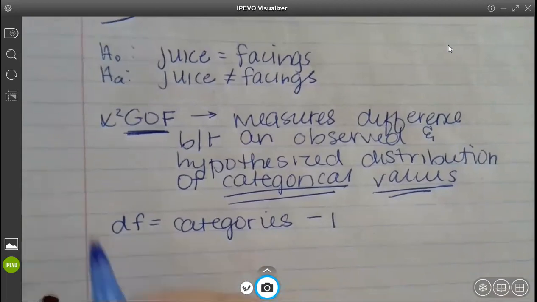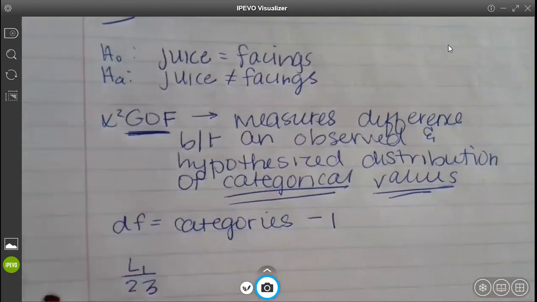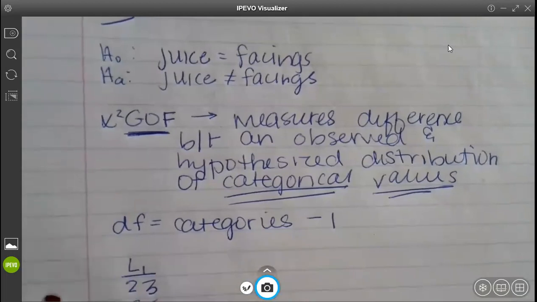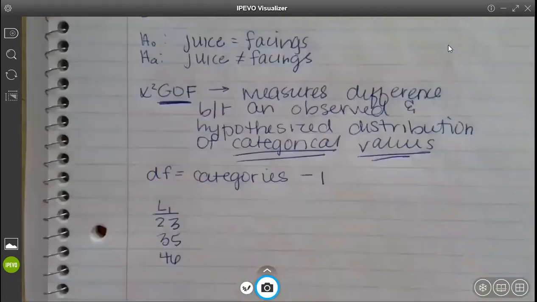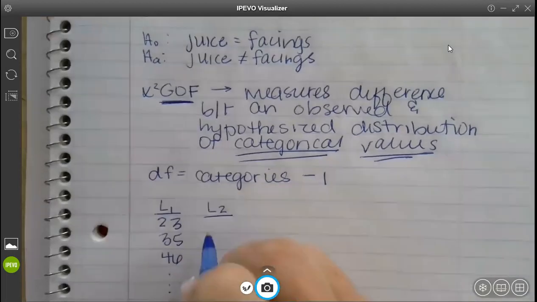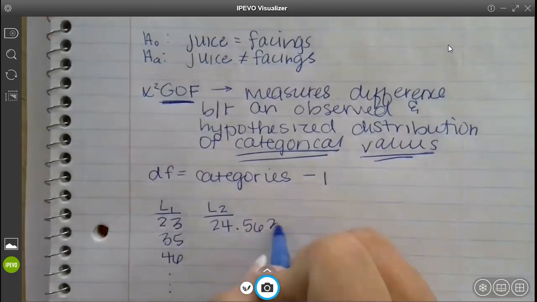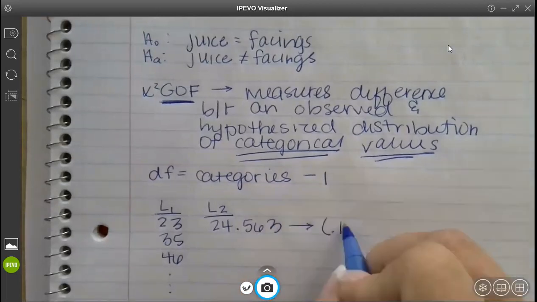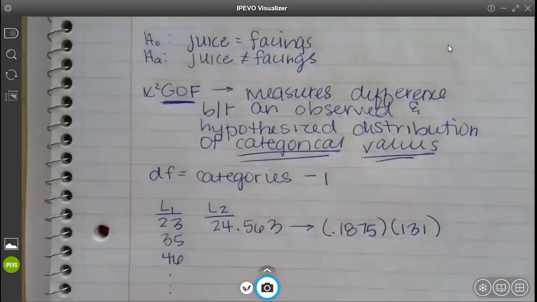So then in L1, you're going to put your second column, which is 23, 35, 46, so on and so forth. And in L2, the first one that you're going to put is 24.563. And the way that I got that was your proportion was .1875 and your total was 131 fruits.